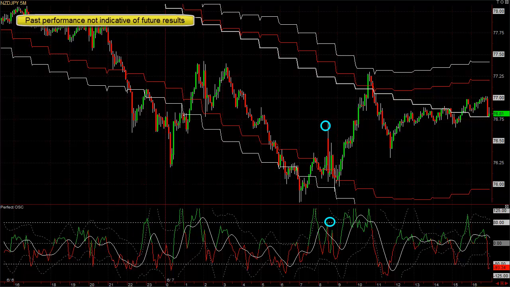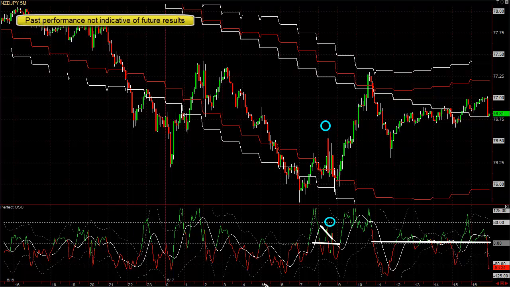One thing to be aware of at this level is our perfect oscillator reading is sloping down, so it's starting to go into a downtrend. However, it's above the 0 level, which means you can get a reversal and then quickly back up. When you have moves up like this, when the moving average, the white line in the middle, is underneath the 0 line in the middle, it's a little bit higher probability.